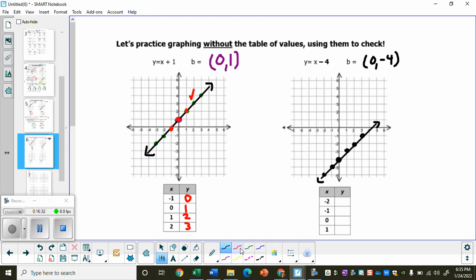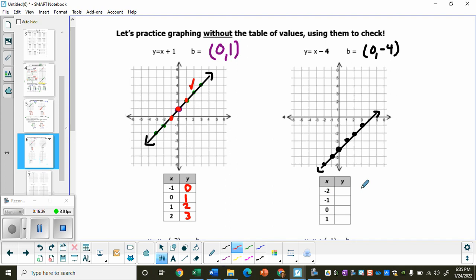And let's just fill out that table of values again and confirm that if we were to take away 4, let's do the table of values first. Negative 2 take away 4 is negative 6. Negative 1 take away 4 would be negative 5. 0 take away 4 is negative 4. There's the y-intercept. And 1 take away 4 is negative 3. So if I want to check, I got my negative 2, negative 6.